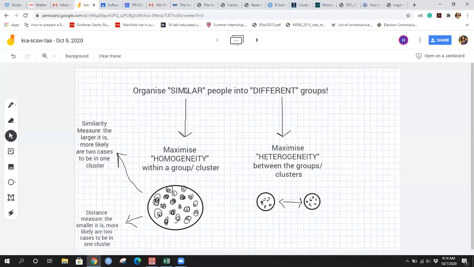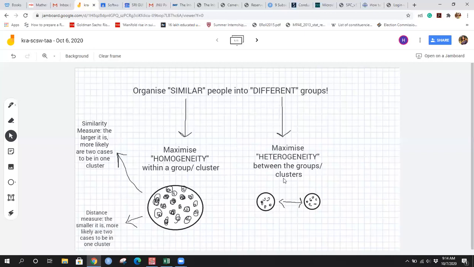This similar can also be termed, very specifically in statistics, as maximizing homogeneity within a group or cluster. So consider this is your cluster and it has several people in it. I'm sorry for the really bad drawing here, but kindly adjust. If you can imagine these all as people who have been put in this cluster, we want every person in this cluster to be as close or as similar as possible to another person. That is when we say that we are maximizing homogeneity within a group or a cluster.